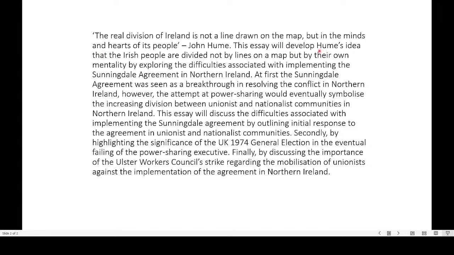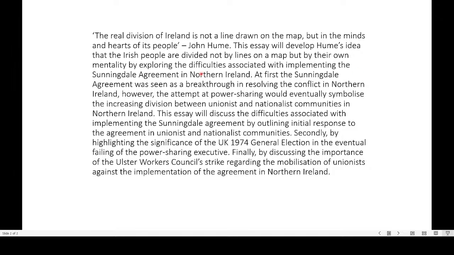So this essay will develop Hume's idea that the Irish people are divided not by lines on a map, but by their own mentality, by exploring the difficulties associated with implementing the Sunningdale Agreement in Northern Ireland. Know how I'm using the keyword from the question in the first line when I state my point.